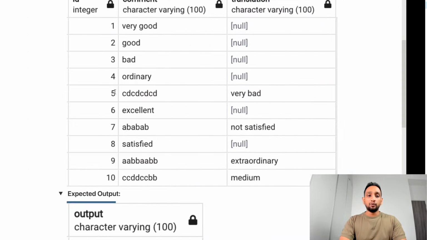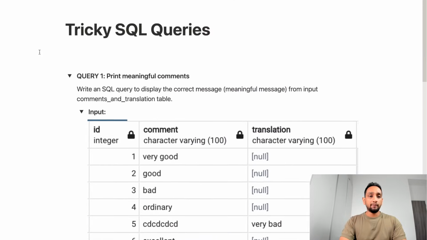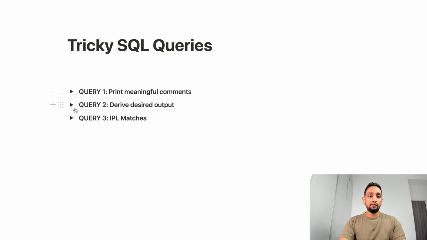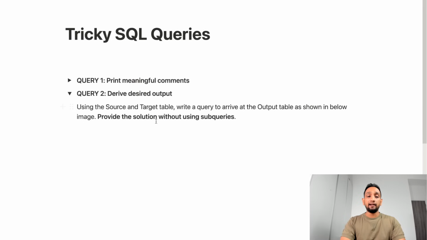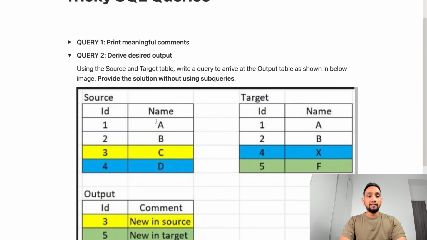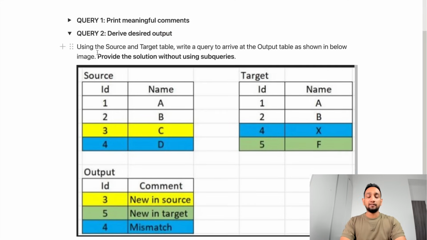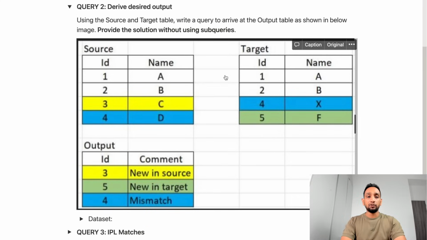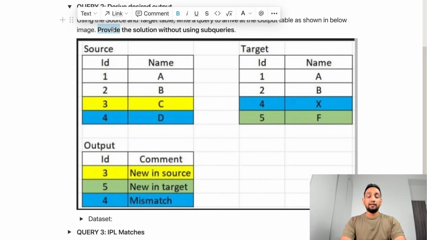Okay, so now let's move on to the second question. If I come back to my Notion here and go to the second question, it states: derive the desired output. So it looks like we need to look at the input table and then derive the output query. Let's read the question. The question statement states: using the source and the target table, write a query to arrive at the output table as shown below. And they are telling us there is a condition that we need to follow.